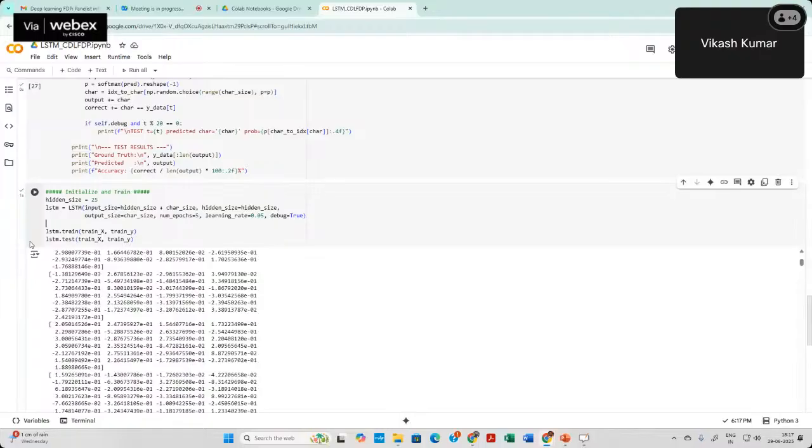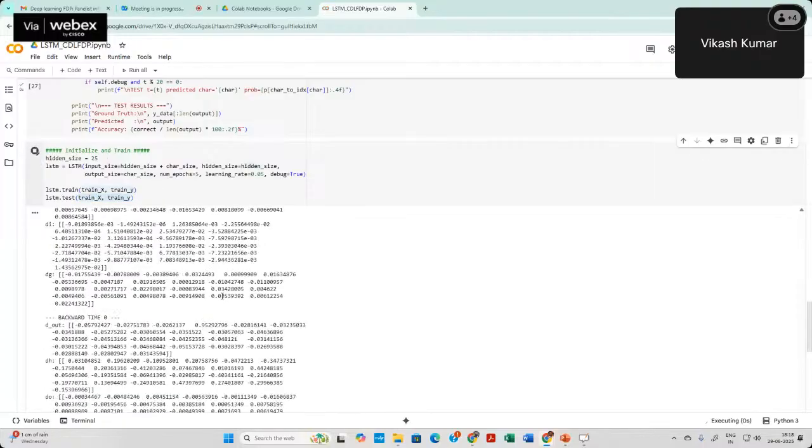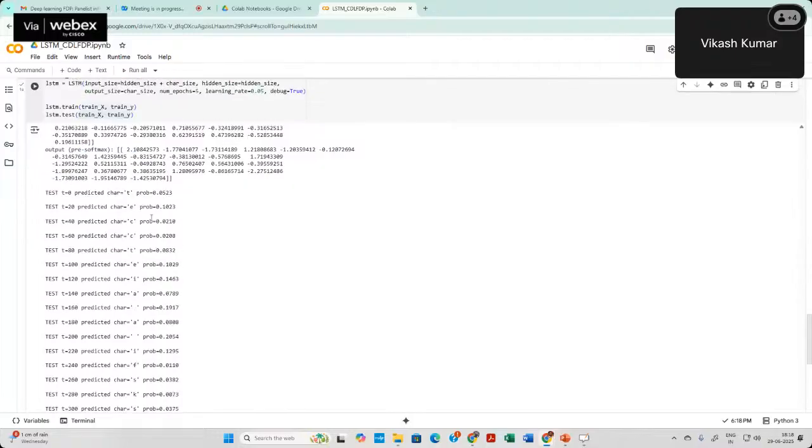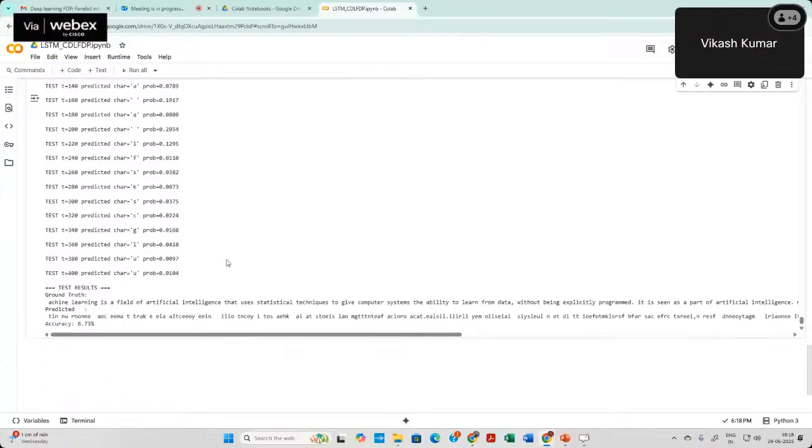Okay, and the train x is nothing but your corpus, and the train y is nothing but the same leaving the first character. And then you can test it on some different data also. I have tested on the same data, but you can test it on some different data and look around how it appears. Based on the softmax values, the characters are predicted and the error value will be computed. Okay, and accordingly it will back propagate.